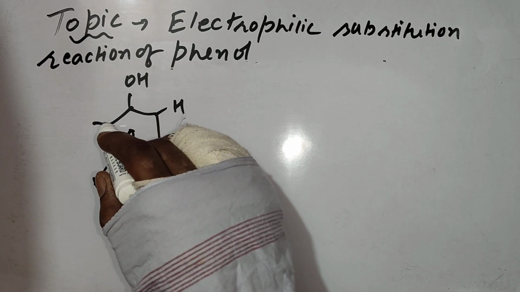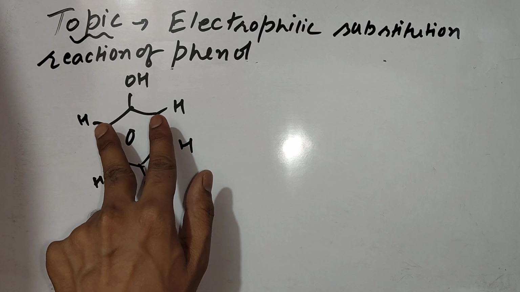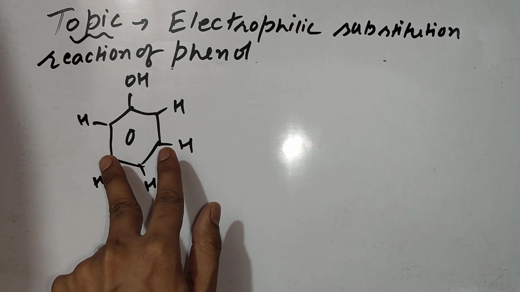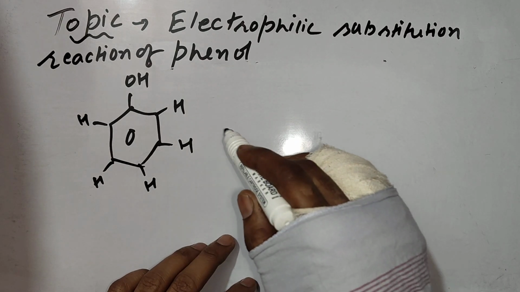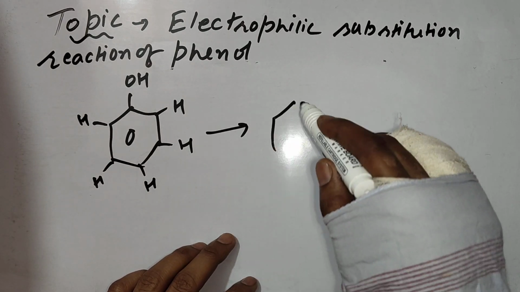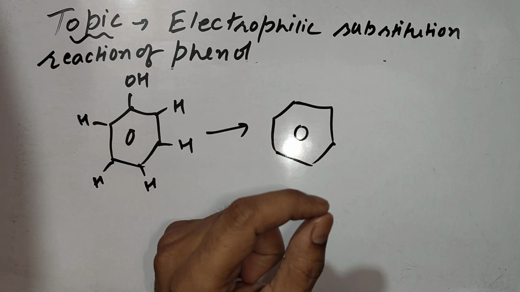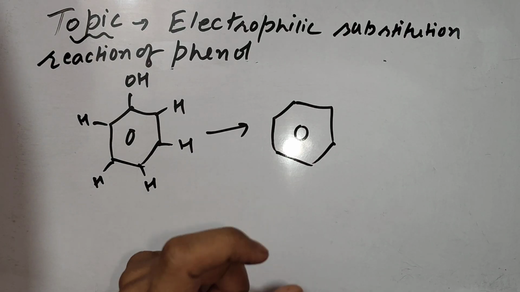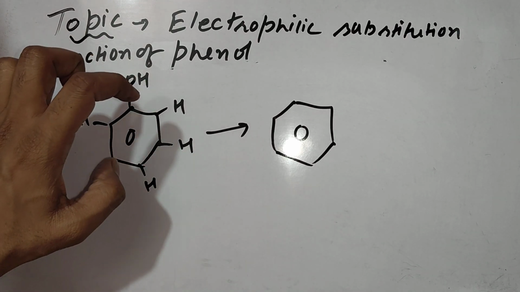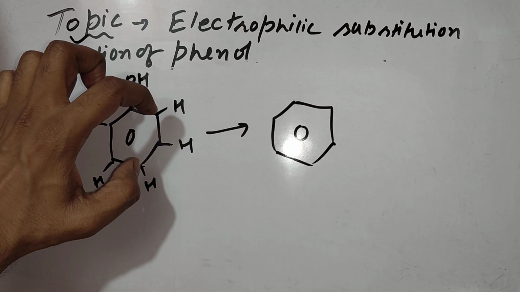This is phenol. These two hydrogens are ortho hydrogens. Next two hydrogens are meta and this hydrogen is para. If after reaction any hydrogen is substituted by nitro group, NO2 group, but any hydrogen cannot be substituted, I have already told you the reason behind it. Only ortho and para hydrogens can be substituted by NO2 group.